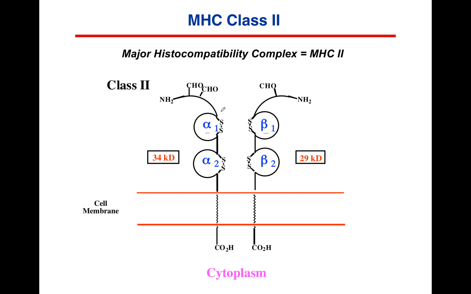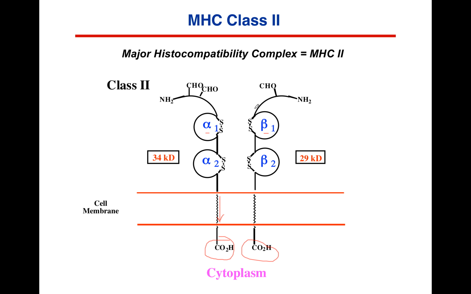Each one has a domain: alpha 1 and alpha 2, and the beta chain has beta 1 and beta 2. These are two additional domains, 1 and 2, which are defined in the MHC2. And they also have a cell membrane spanning region, and then a cytoplasmic region, which sticks into the cytoplasm in both cases.